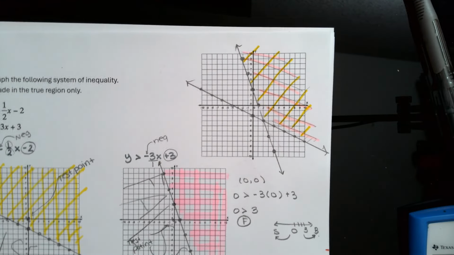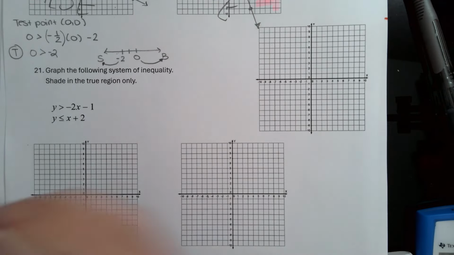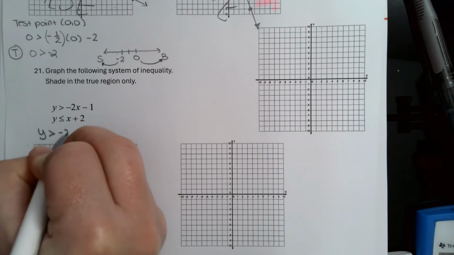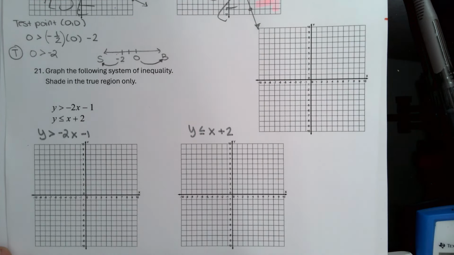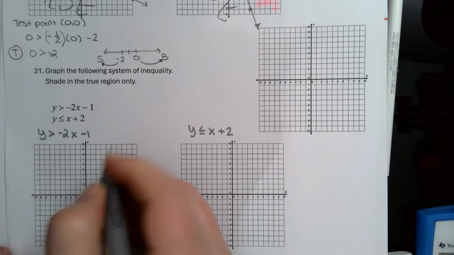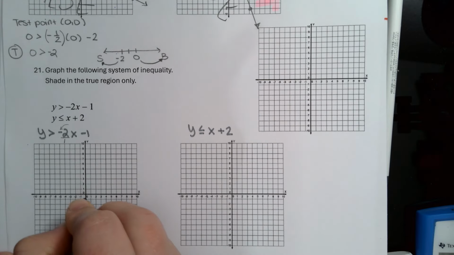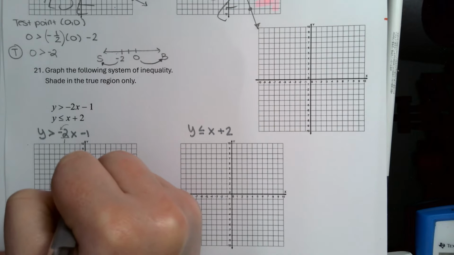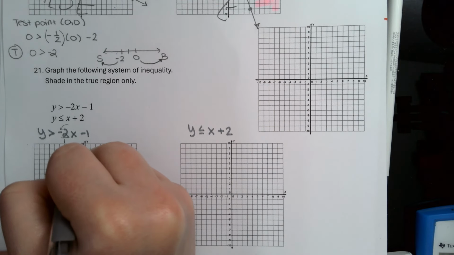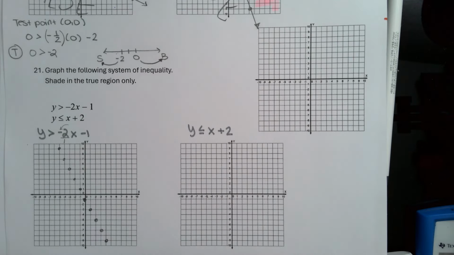All right, let's do this again. Let's split this up. We got y is greater than -2x minus 1. We got y is less than or equal to x plus 2. Let's graph these 2 lines. We start at -1. Here's -1. This is negative, so we're going to go down 2 over 1, down 2 over 1, down 2 over 1, and then up 2 over 1, up 2 over 1, up 2 over 1. Okay, let's use our ruler to connect.